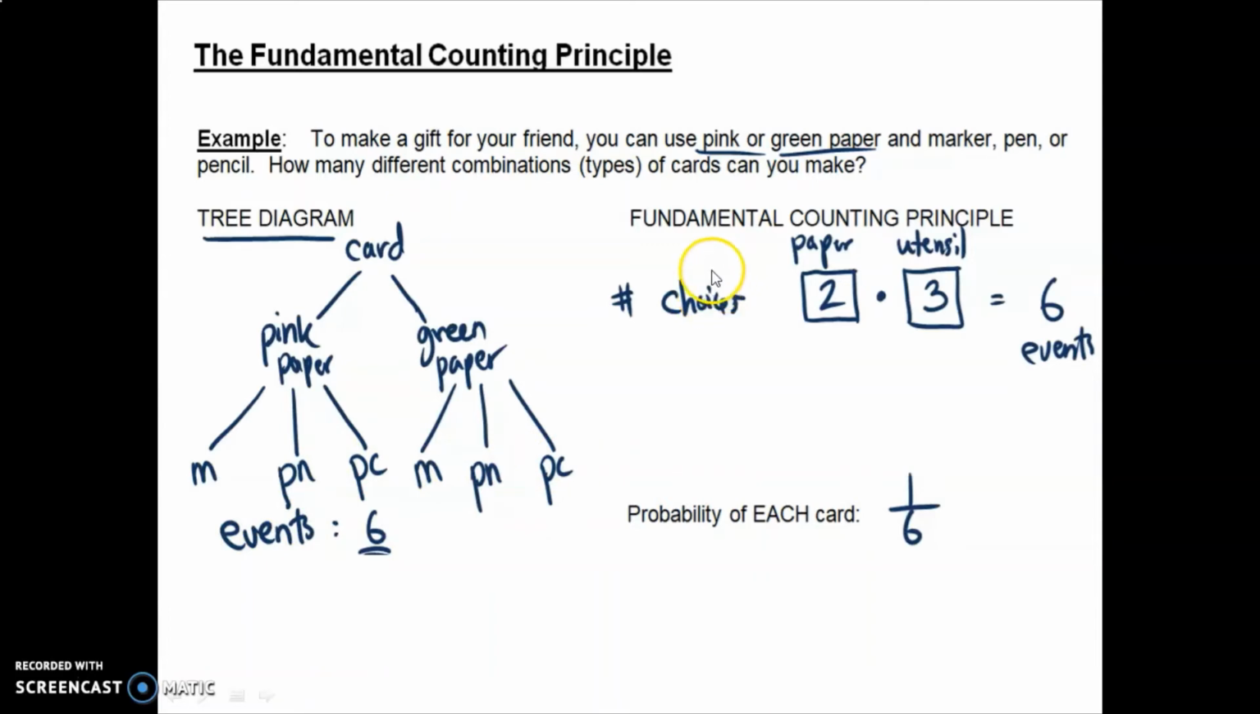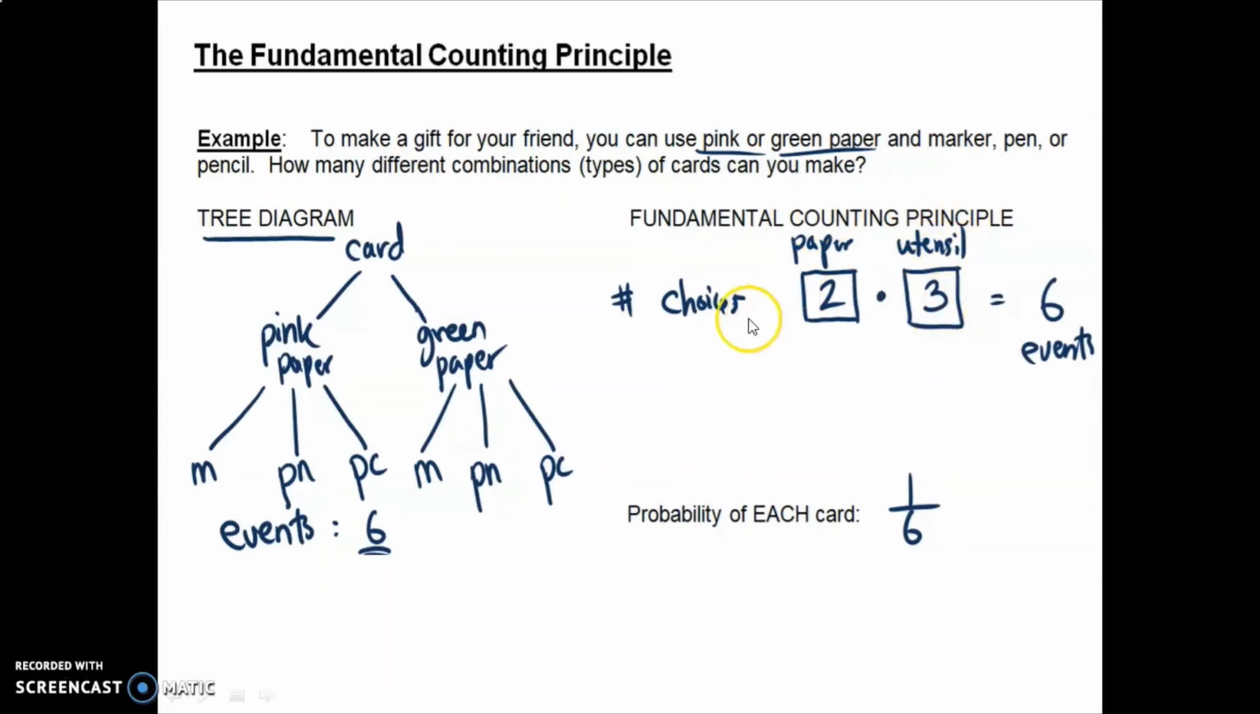Now, showing that in what's called the fundamental counting principle, we can look at it this way. We have a choice to make. First event, paper, and we have 2 choices. And then we have a second choice to make. So this is like a compound event. And the second choice is writing utensil, and we have 3 choices for that.